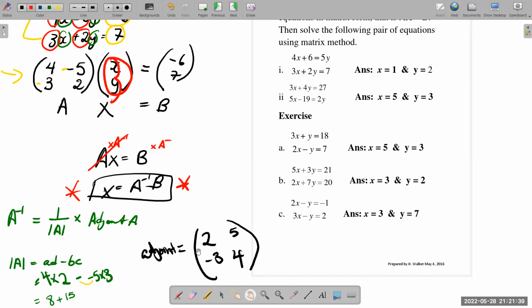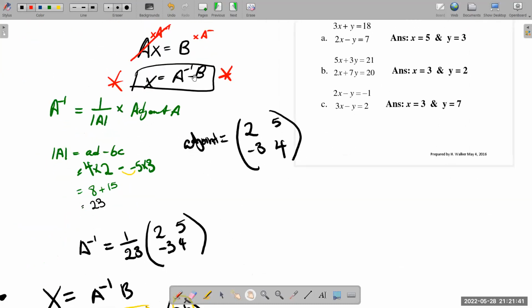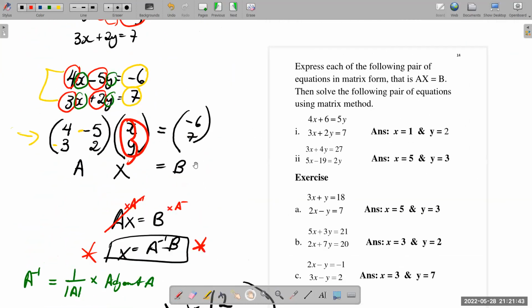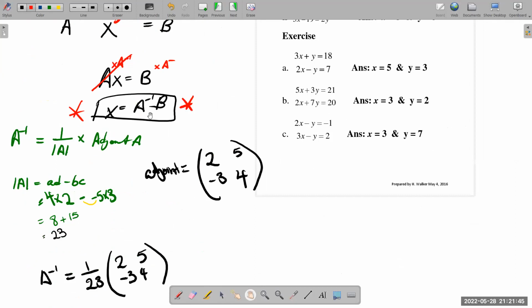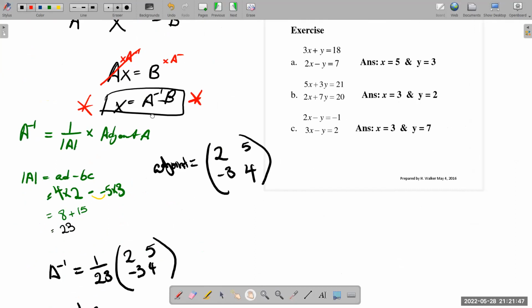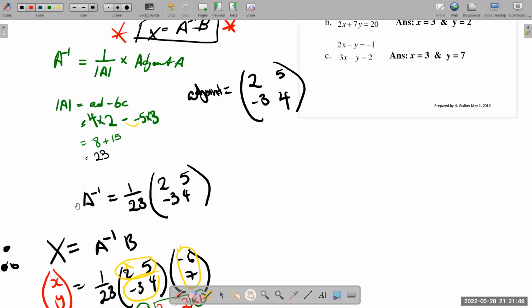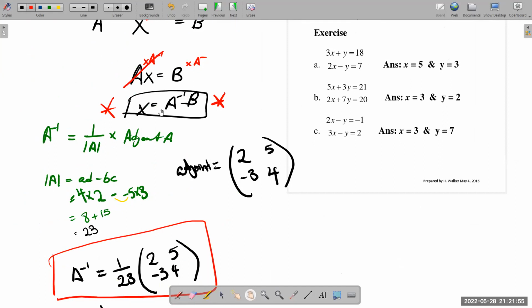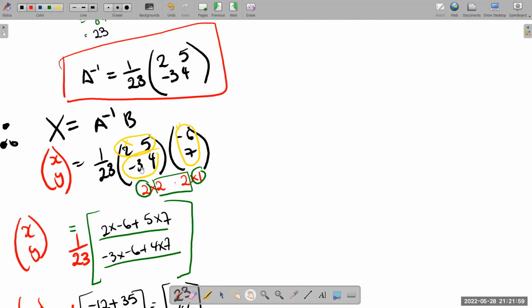So from there, it's really a substitution thing, because we have B already from the top. So what do we need to find? We need to find A inverse. So that's what we do. We find A inverse, and that's what we did here. Once we have that, we use the formula to find X. And what does the formula tell us to do? Multiply A inverse by B. That's what we did here.